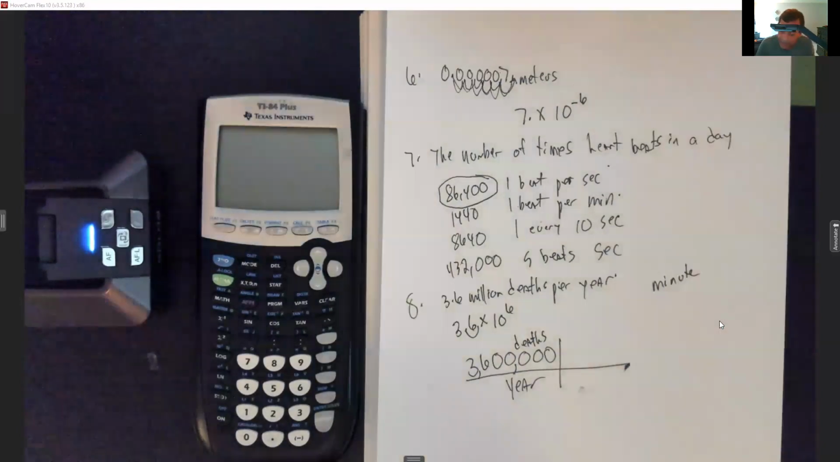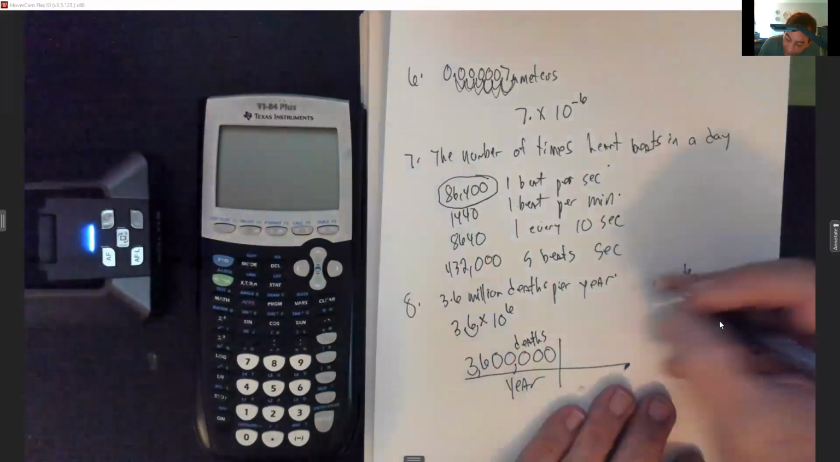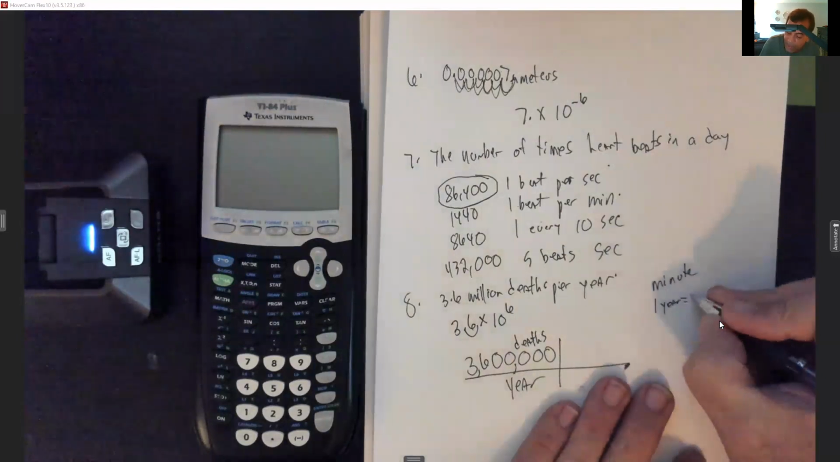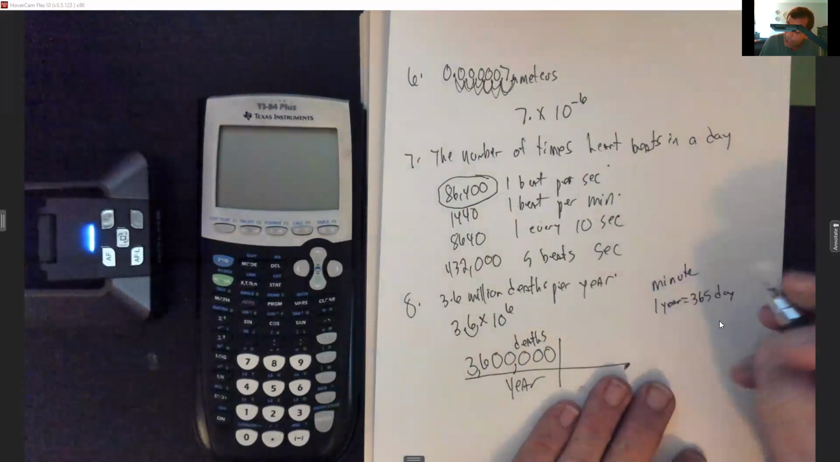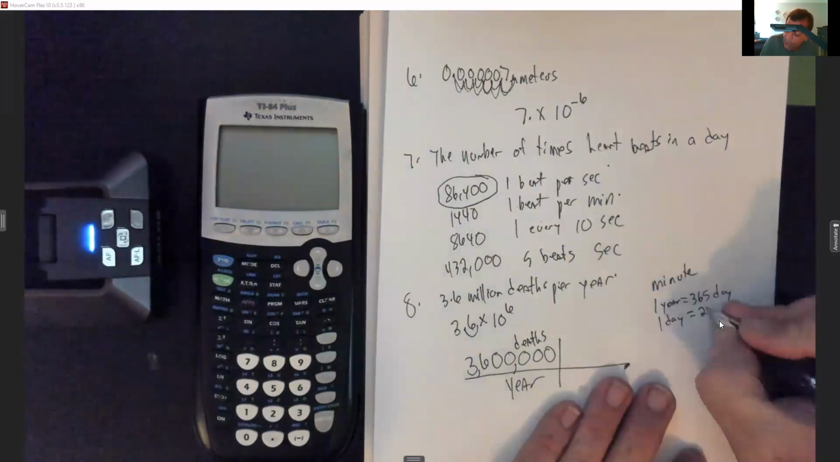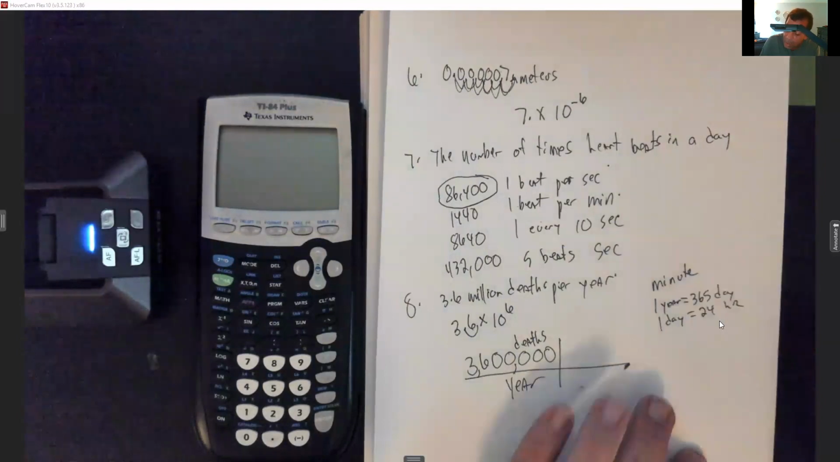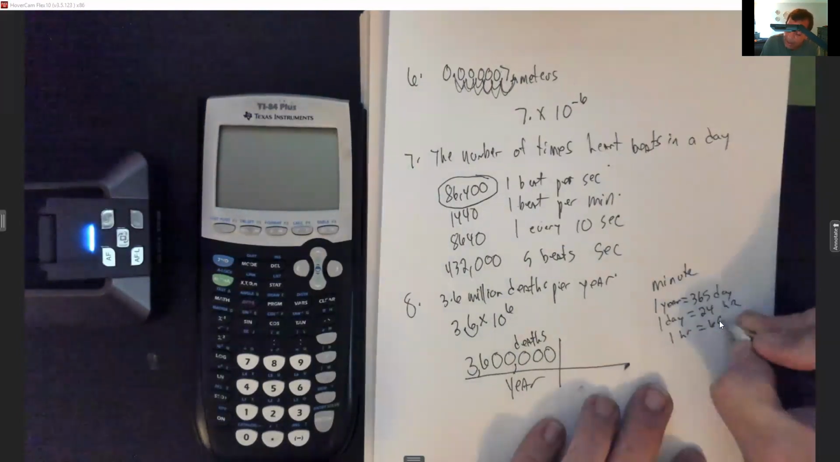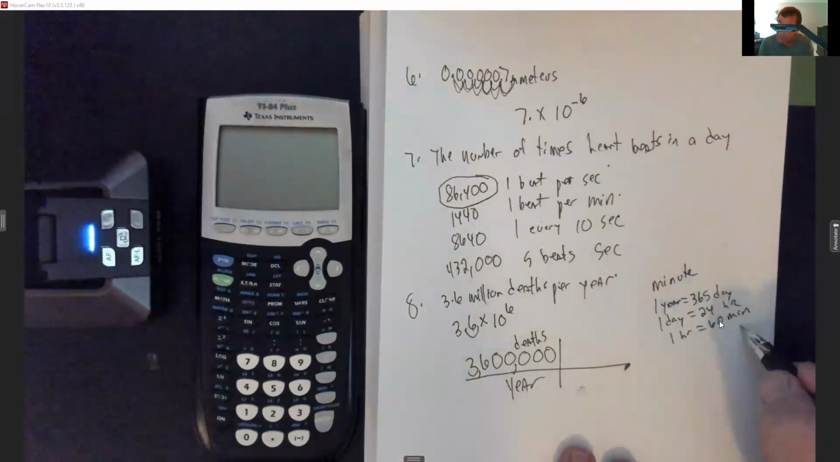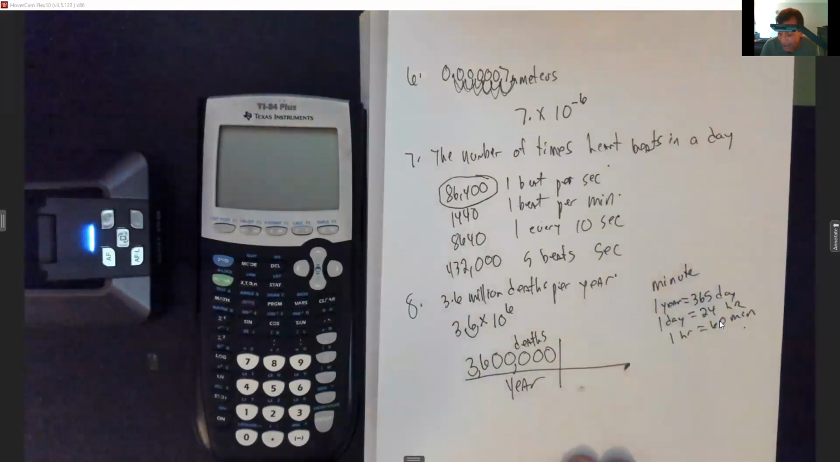So let's think about this. A year, you got 1 year. 1 year is equal to 365 days. 1 day equals 24 hours, and 1 hour equals 60 minutes. So I'm going from the years to the minutes. I got to use a few cancellations on the way.